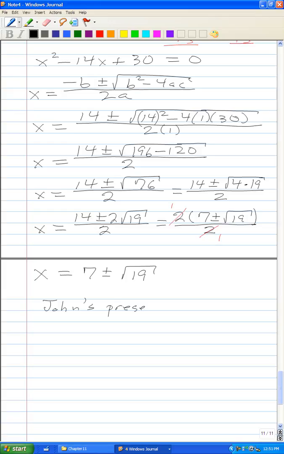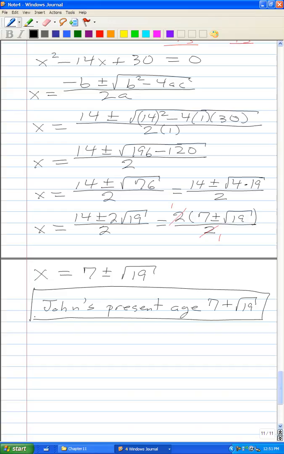present age, is 7 plus the square root of 19. Because 9 years ago, you do not want him to have a negative age. And so by assumption, since we're giving an age both 5 years ago and 9 years ago, we want both of those ages. 5 years ago, he would also have had a negative age, so we don't want negative ages.